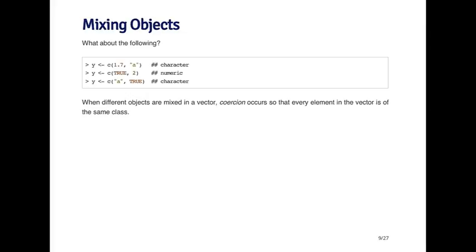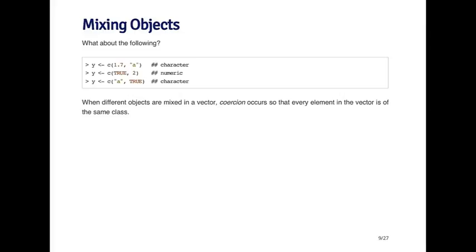So what happens if you create a vector and you mix two different types of objects? The general rule is that R will create the least common denominator vector. It will not give you an error, but it will coerce the vector to be the class that's the least common denominator. So here in this first example, I'm concatenating the number 1.7 and the letter a. Clearly these are not of the same class. One is numeric and the other is character. So the least common denominator here is going to be character.